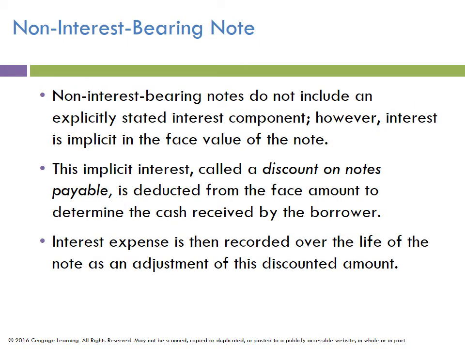Now, if it's a non-interest bearing note, it doesn't have an explicit interest rate. However, interest is implicit because the borrower does not borrow the face amount. They borrow actually a discounted amount. Interest is subtracted from the face amount, and that's what the borrower actually gets on the day they borrow the money. Interest expense is then recorded for the difference over the life of the note. Take a look. Borrowing money.